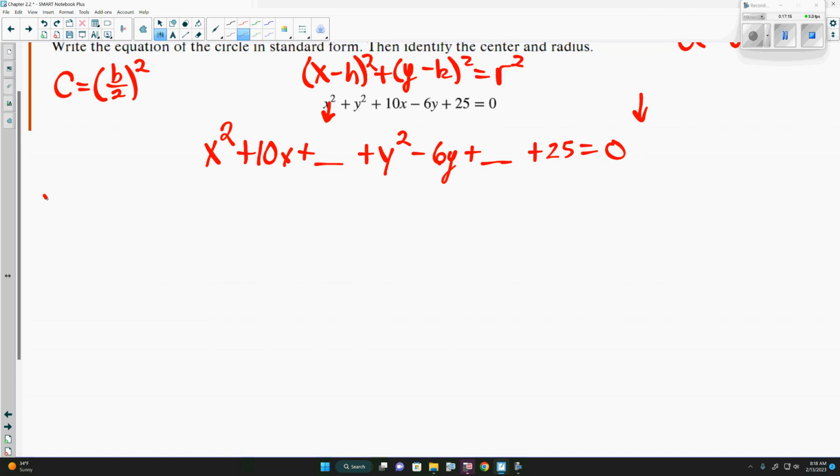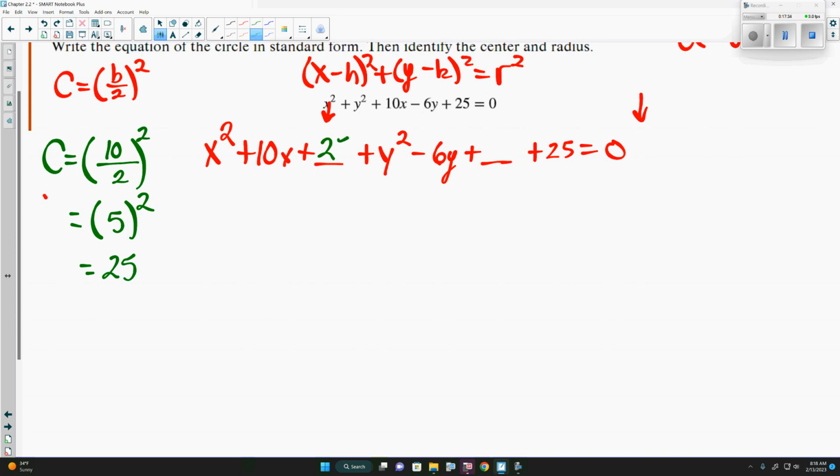So for this here, we can look at x first. c is equal to b over 2 squared. Well, our value of b in this case is 10. And 10 divided by 2 is 5. And 5 squared is 25. So we'd add it to the left side of the equation, and we will add it to the right side of the equation.